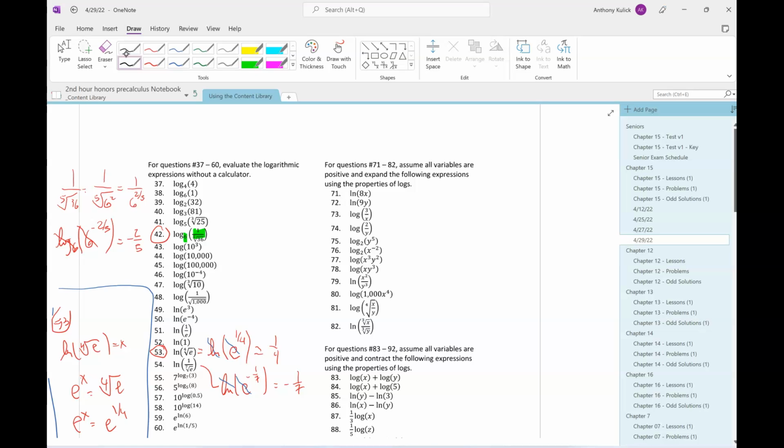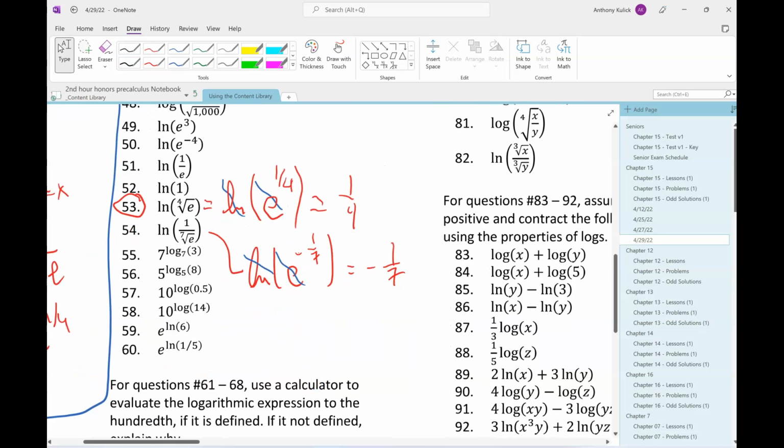Sydney? So with 59? The answer would be 6. Correct. And then the answer for 60 would be? 1/5. Yes. And for 58, the answer would be 14. And for 57? 0.5. And for 56? 8. Good. And for 55? 3. You guys got it, right? That's good. Look at that. We just did like 6 problems in 10 seconds.